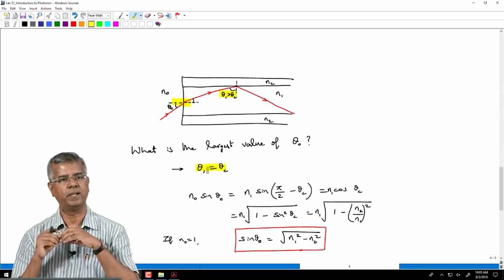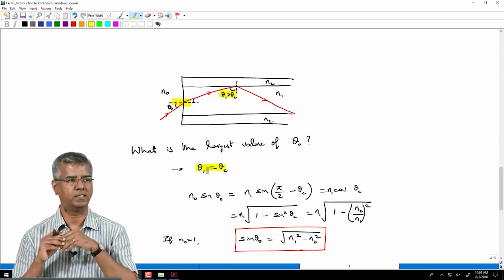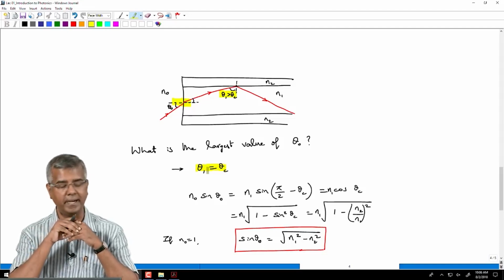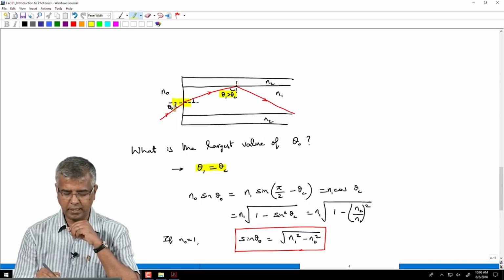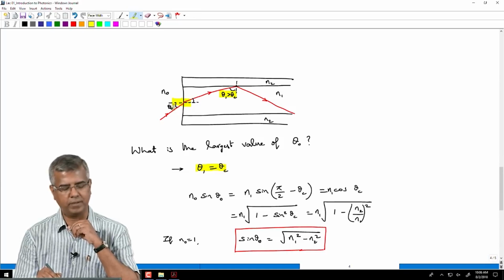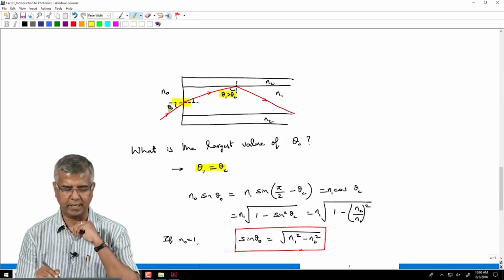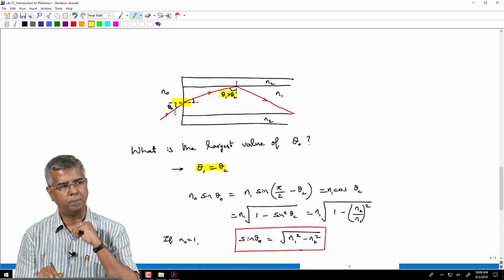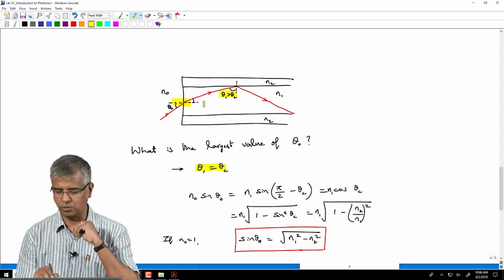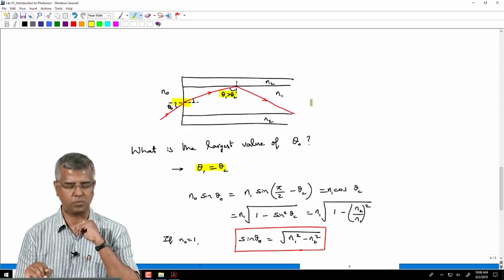We need to have an incident angle greater than theta c for light to be guided. And if you look at Snell's law at this particular interface, for very small angles of theta naught, for example, the limiting case is where theta naught is going straight down this dotted line over here. So the light ray is going straight down, there is no problem, light will go straight through this waveguide.